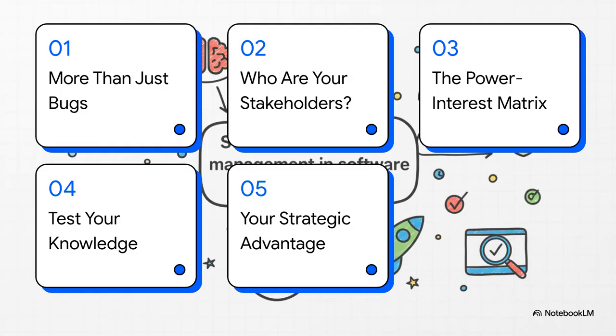So, how are we going to tackle this? Well, first, we'll get into why these people problems are actually project risks. Then, we'll figure out who the key players are that you absolutely need on your side. After that, I'm going to show you a seriously powerful tool to manage all those relationships. We'll even put your new skills to the test with a couple of real-world scenarios, and I'll leave you with a final thought that'll give you a huge strategic advantage.